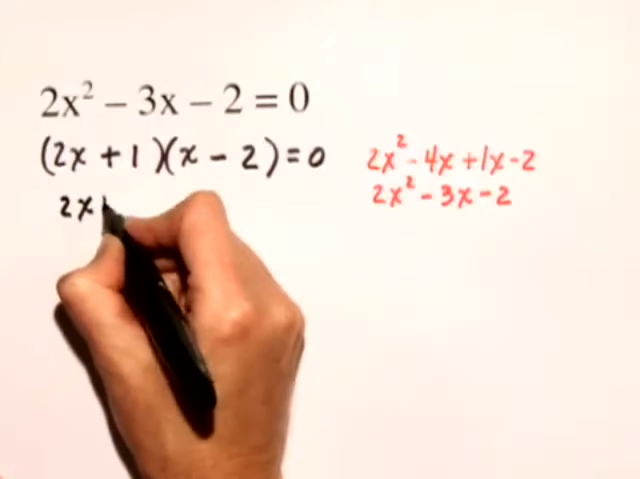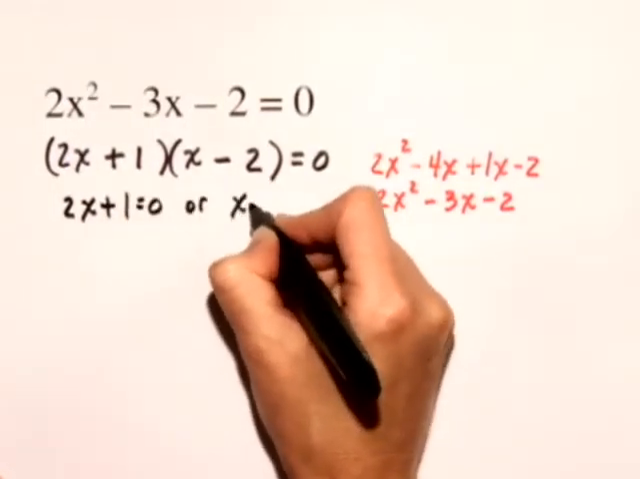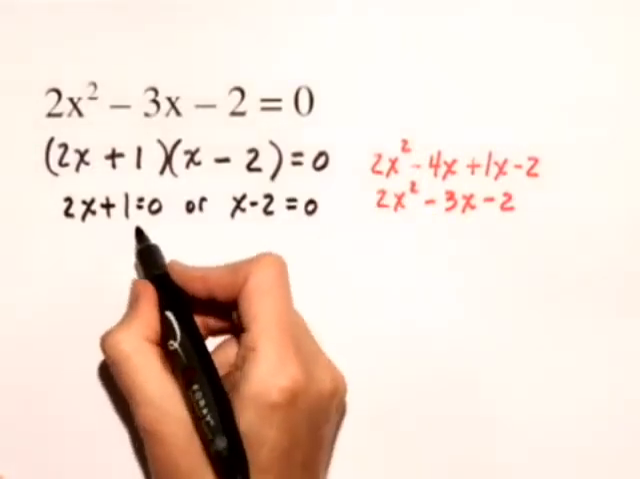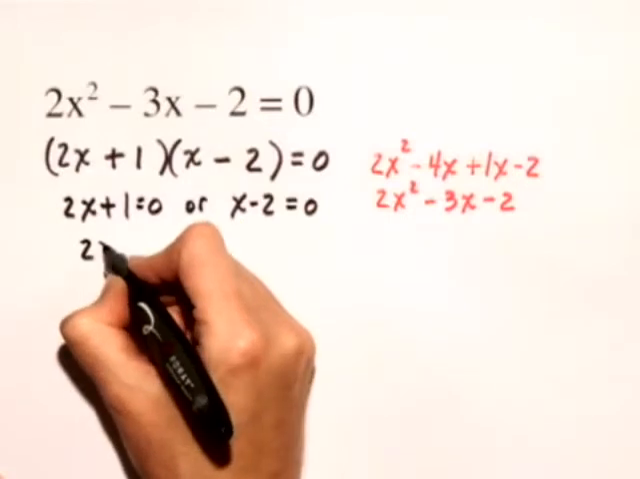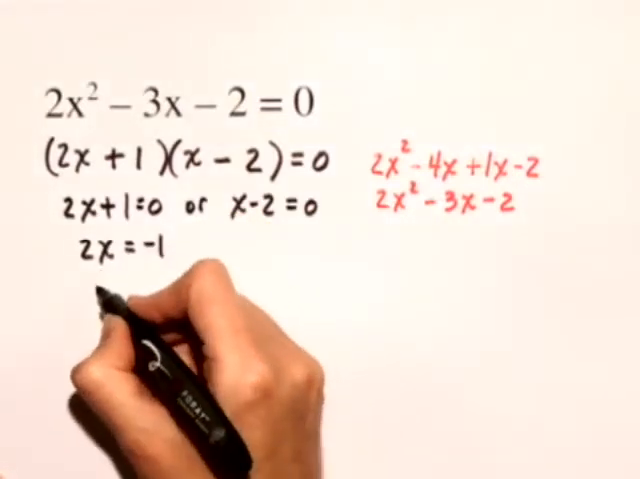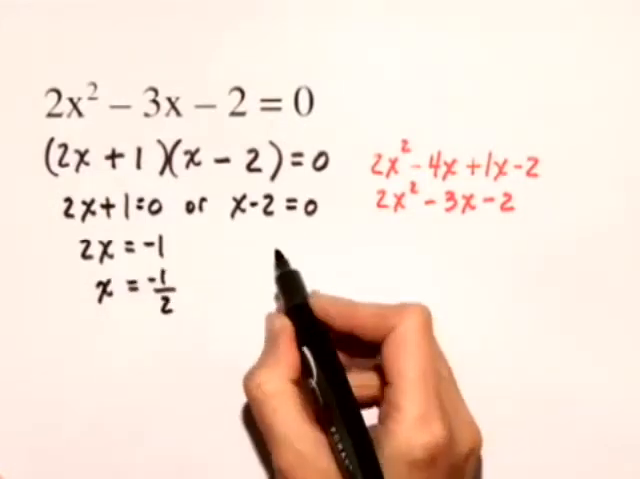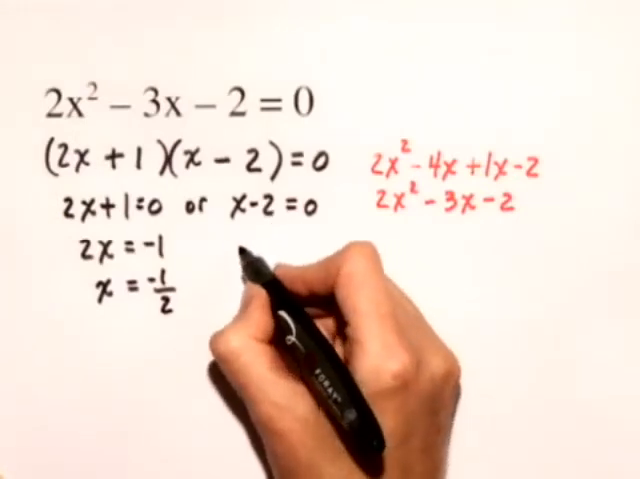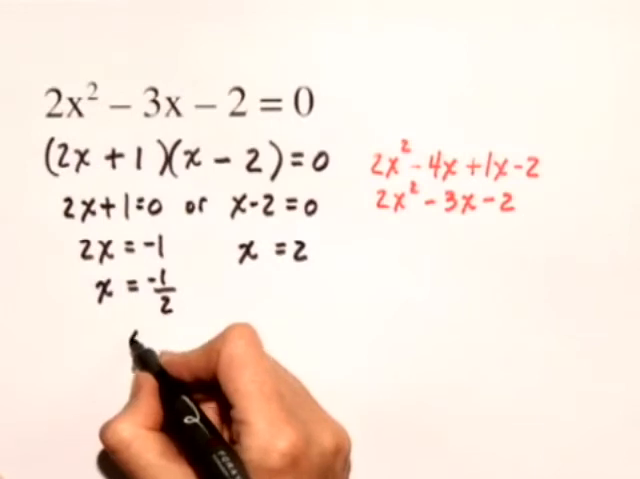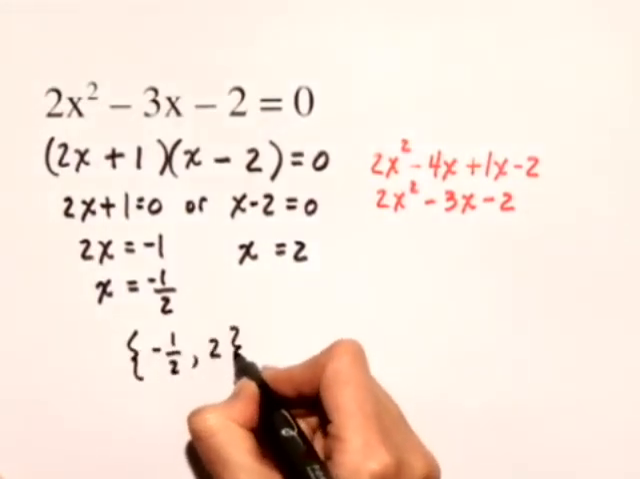So we have 2x plus 1 equals 0, or x minus 2 is equal to 0. On the first equation, we subtract 1 from both sides, and we get 2x is equal to negative 1. We divide both sides by 2, and we get x is equal to negative 1/2. For our second equation, we add 2 to both sides, and we get x is equal to 2. So our solution set is negative 1/2, 2.